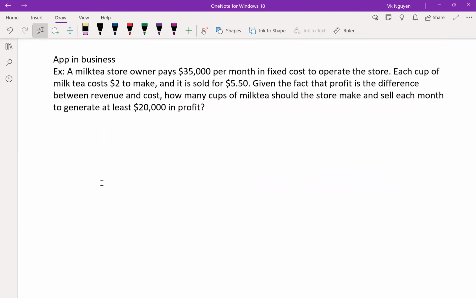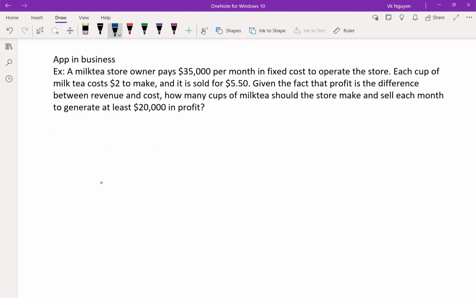Application in business. A milk tea store owner paid $35,000 per month in fixed cost to operate the store. Each cup of milk tea costs $2 to make, and it is sold for $5.50. Given that profit is the difference between revenue and cost, how many cups of milk tea should the store make and sell each month to generate at least $20,000 in profit? That's good money. Let's take a look.